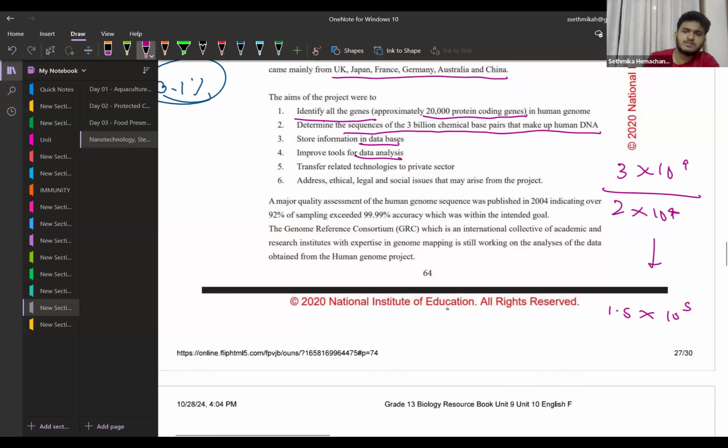A major quality assessment of the human genome sequence was published in 2004, indicating over 92% of the sampling exceeded 99.99% accuracy, which was within the intended goal.